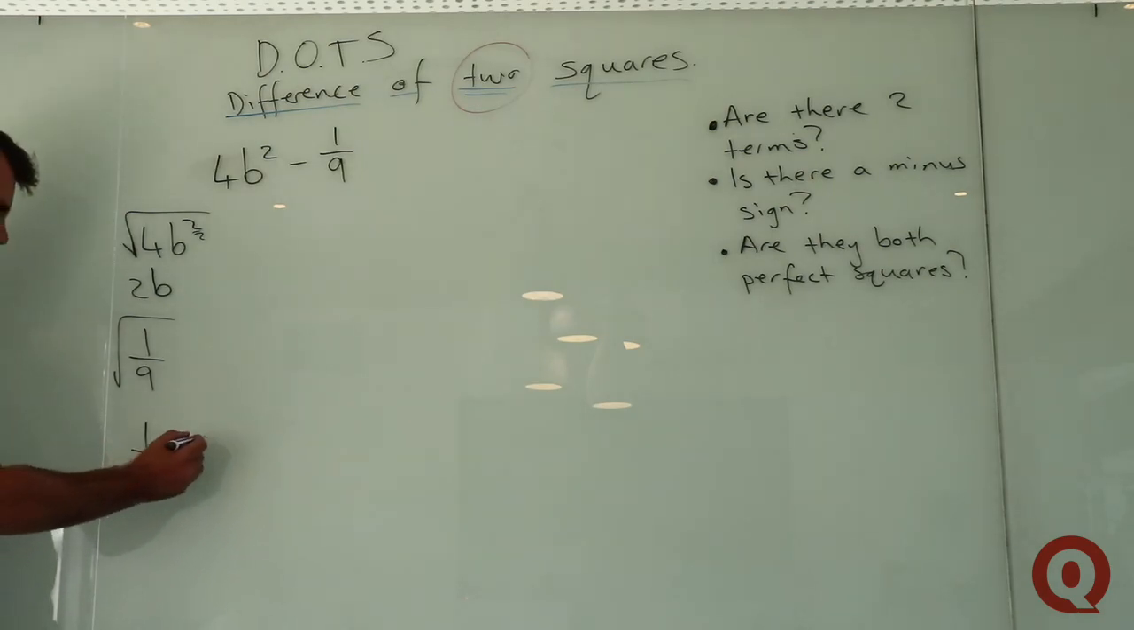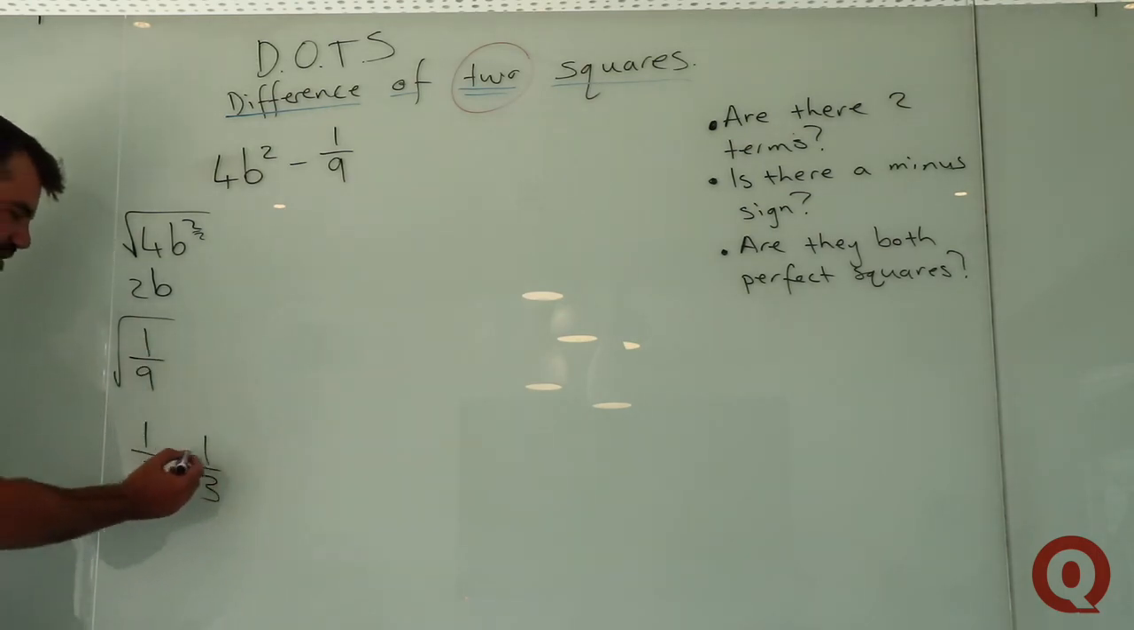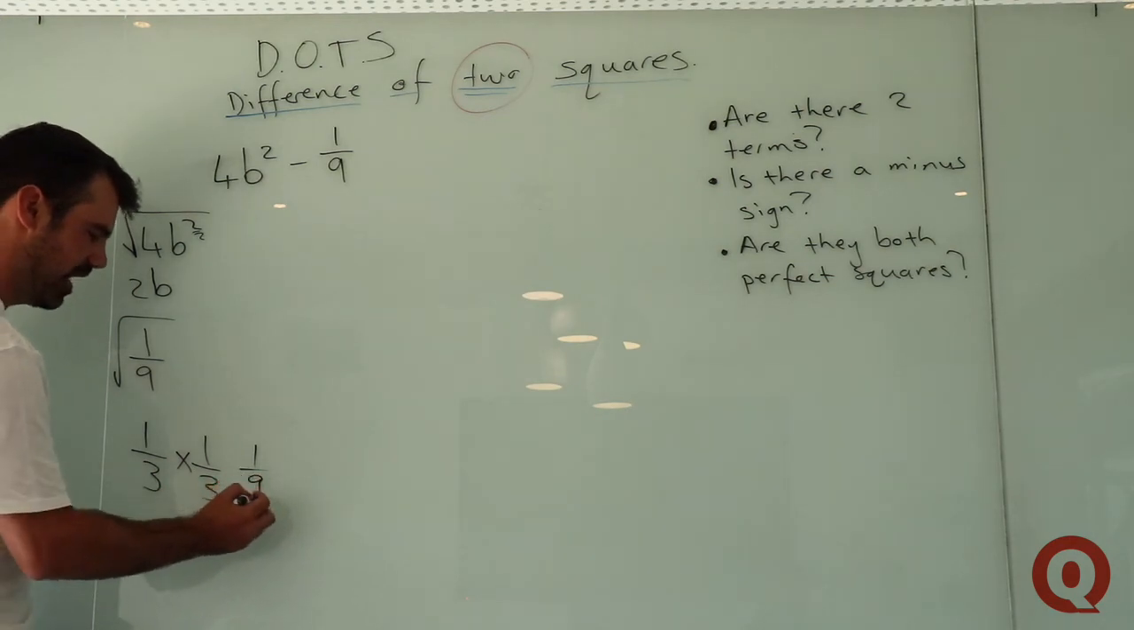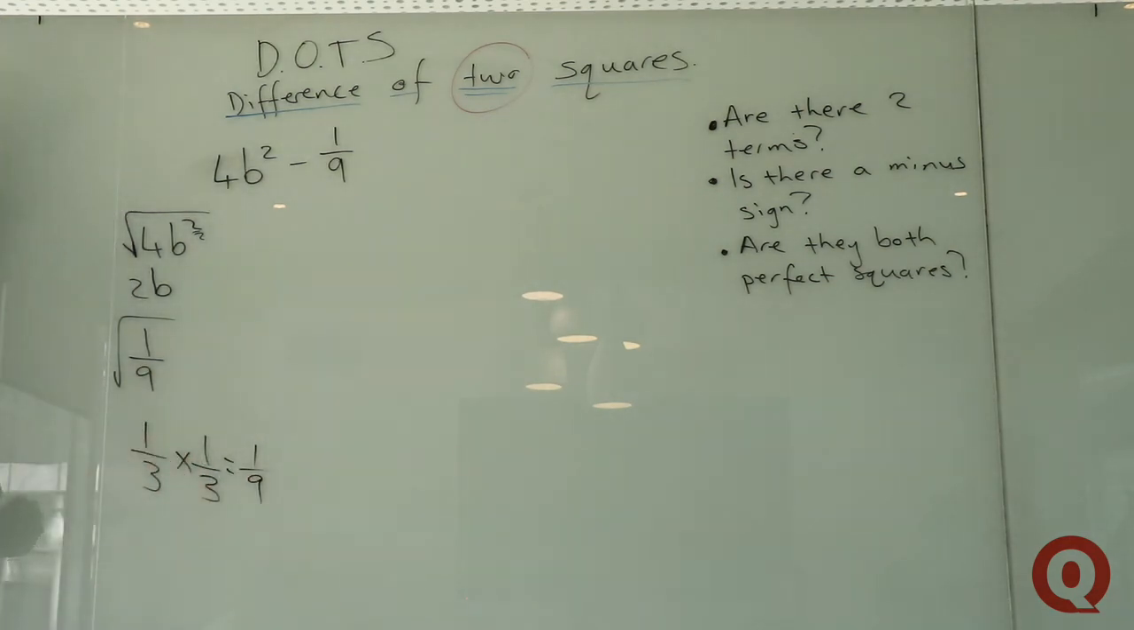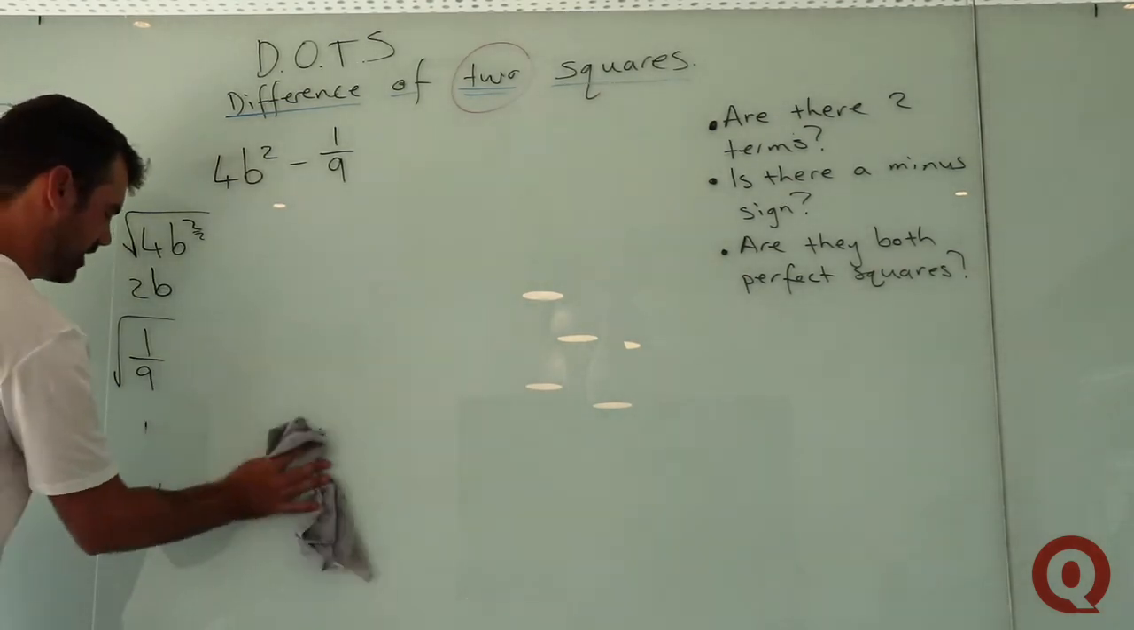Well, 1 over 3 times itself should take me back to 1 over 9. And the rules of fractions, numerator times numerator gives me 1, and denominator times denominator gives me 9. So it is the square root of 1 over 9. We just need to apply the rule of numerator and denominator.